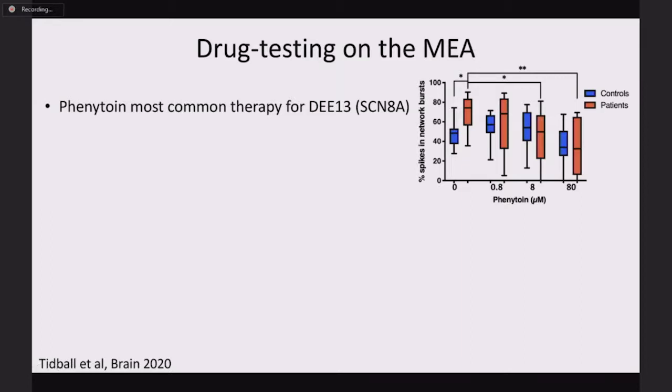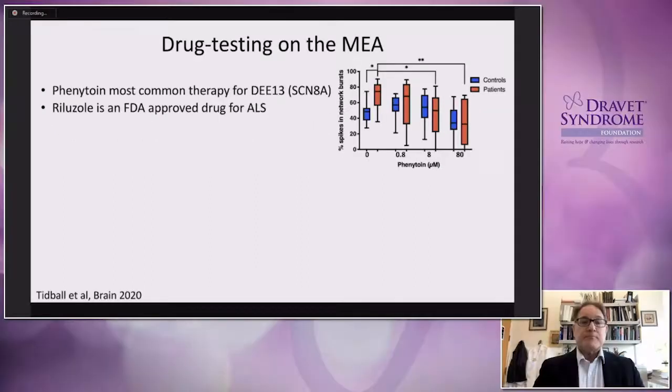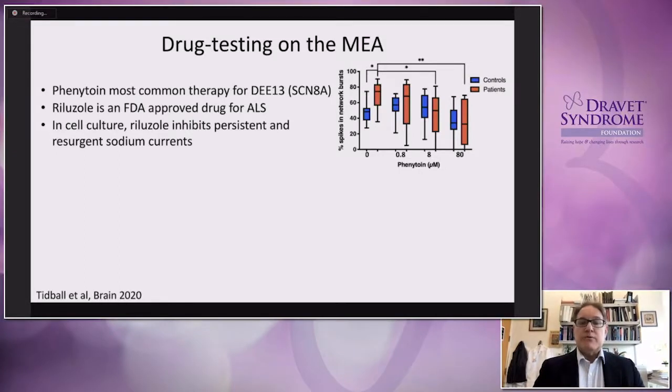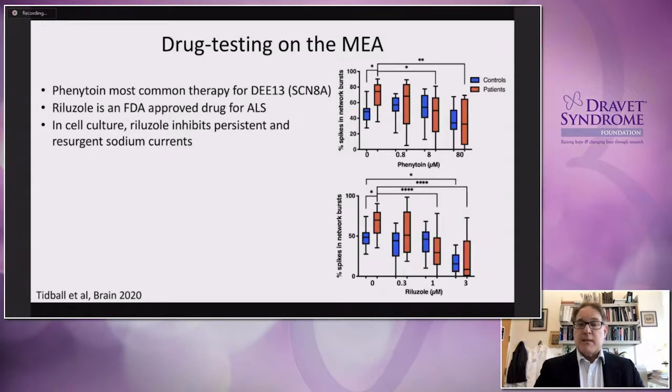But that's an existing drug to validate the model, but we want to use it to identify new drugs. And one drug we were interested in is riluzole, which is an FDA-approved drug for amyotrophic lateral sclerosis, or Lou Gehrig's disease, but it hasn't been used in epilepsy. In cell culture, riluzole is known to inhibit persistent and resurgent sodium current, and those are exactly the abnormalities we found in the SCN8A patient-derived neurons when we collaborated with Lori Isom to do patch clamp recordings.